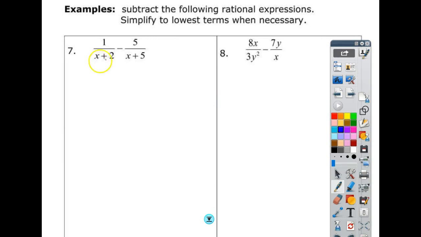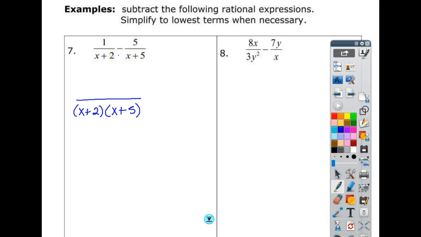Okay, so look at your, is there anything we need to factor here? No. So x plus 2 gets represented. X plus 5 gets represented. Now we're ready to play the what's different game. Now, this is a subtraction problem, so we're going to have to be very careful. You have to be very careful with your subtraction.